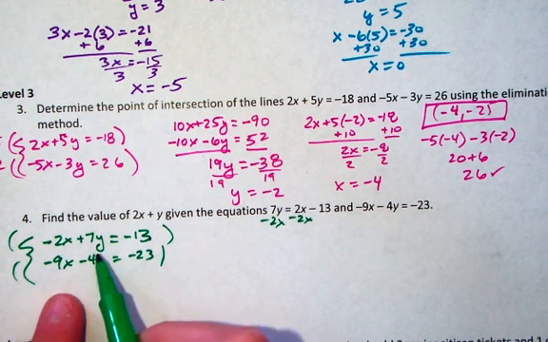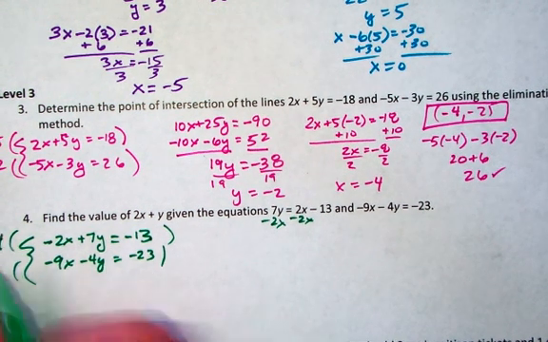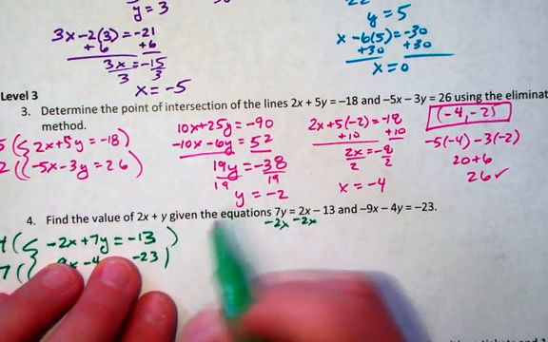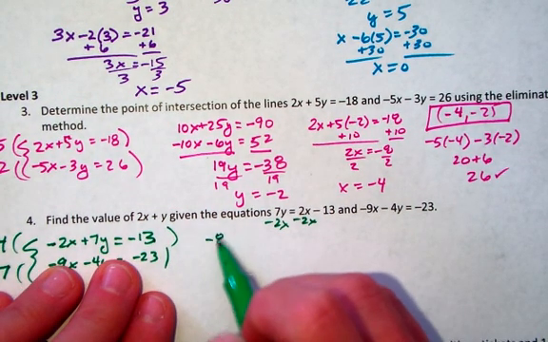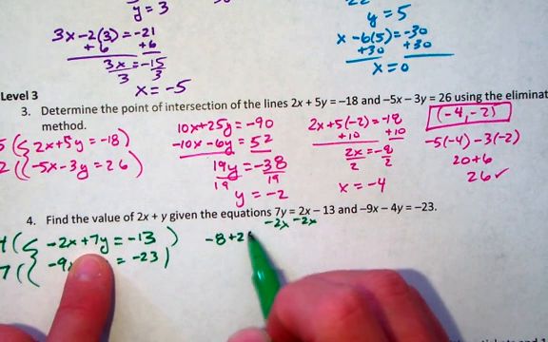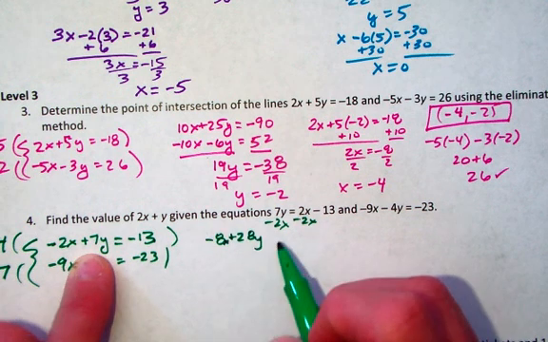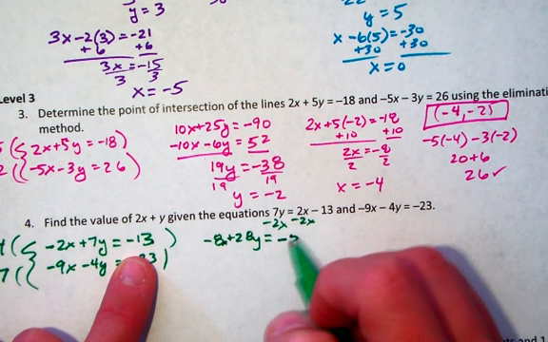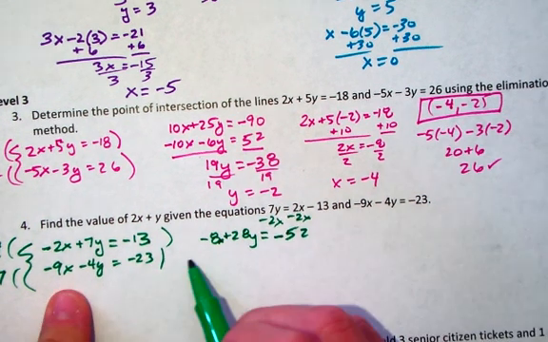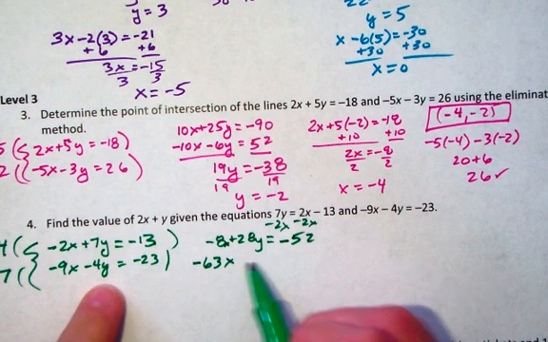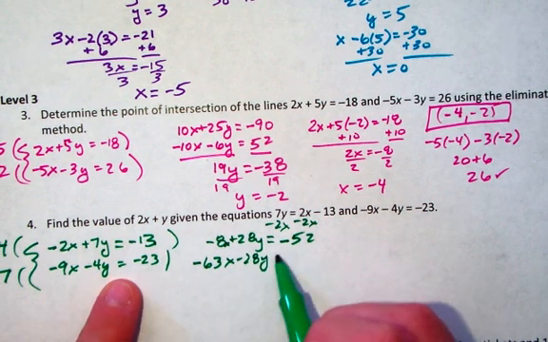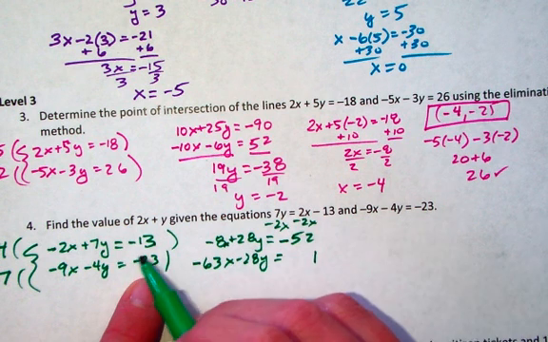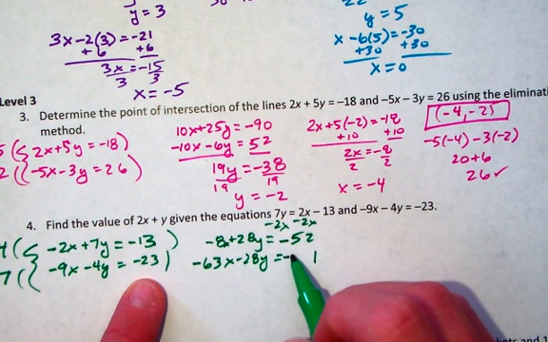So then here what I'm going to do is multiply this by 4. I'm going to multiply this by 7. And then we can go ahead and do that. So 4 times negative 2 is negative 8x plus 28y, equals negative 13 times 4, that's going to be negative 52. And then here I get negative 63x, and then minus 28y equals 7 times 23 is 21, 14, 15, 16, so negative 161.